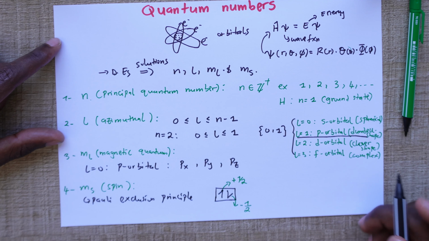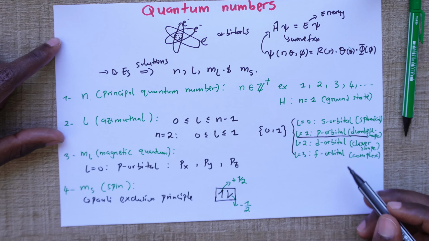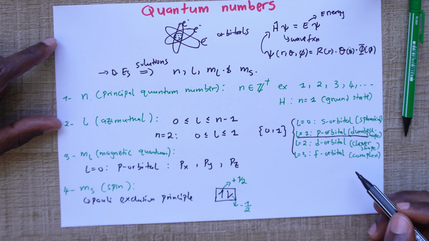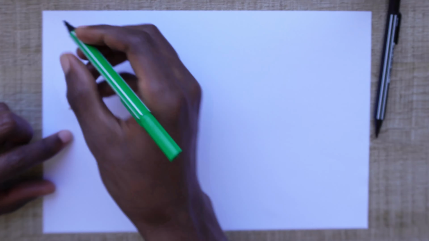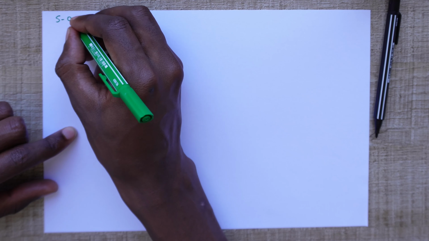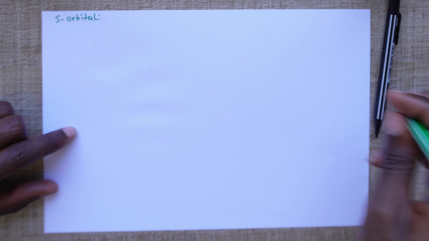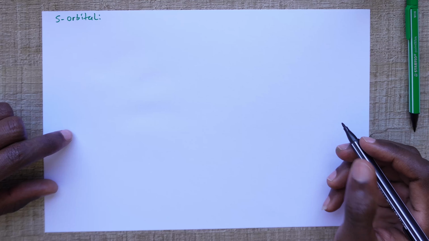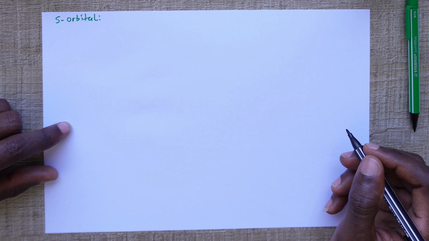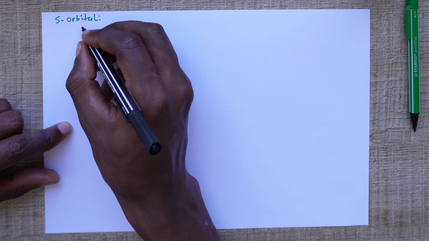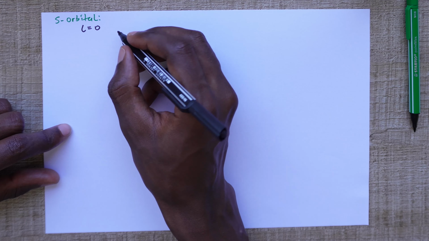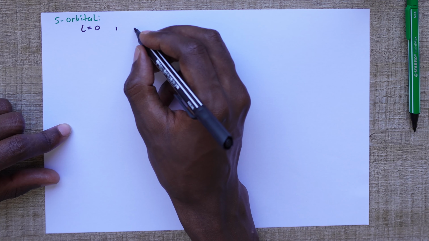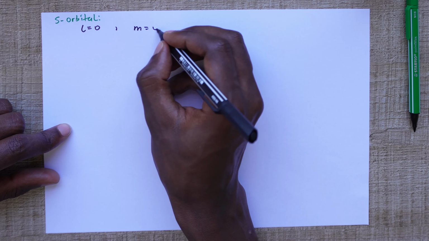So let's now represent these different orbitals and see what they look like actually in space. So let me take another paper. Let's start with the first type of orbital, which are the s orbitals. As I mentioned earlier, an s orbital corresponds to an azimuthal quantum number L equals 0. And L equals 0 implies that the possible magnetic quantum number is m equals 0.